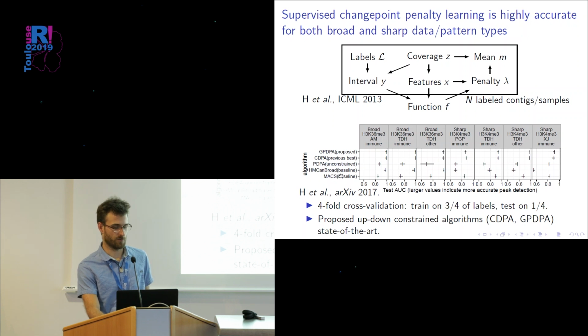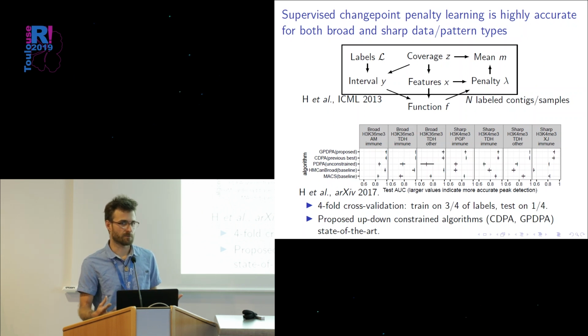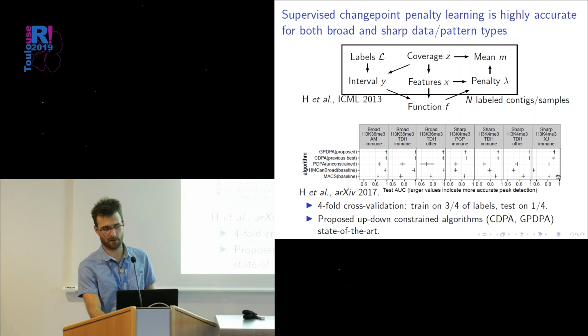So here I'm showing you 2 baselines, MACS and HMCAN broad, which are heuristics from the bioinformatics literature, which do not do this formal solving of an optimization problem, and they have lots of tuning parameters which may be suboptimal for the different data sets. And so you can see that some of them are good for some data sets, but not for others. For example, MACS, it's not so good for the broad data sets, these first 3 panels here, but it's doing okay for the other data sets.